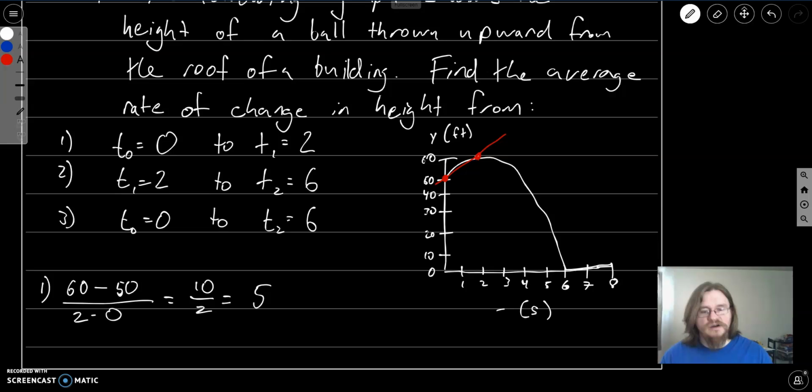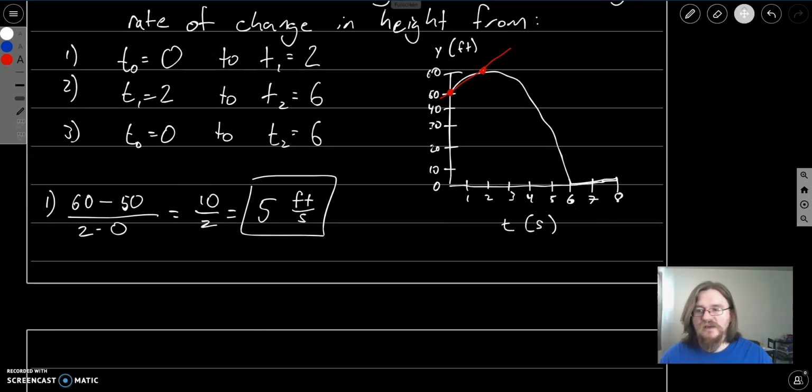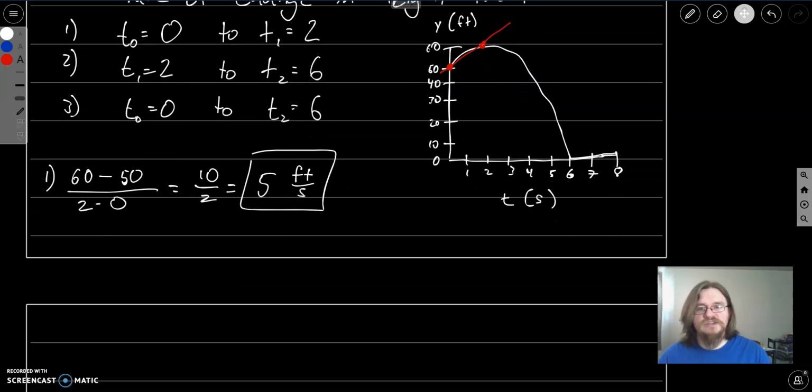Now, we are given some units here. This is going to be in feet and in seconds. So this is going to be 5 feet per second. The units are important, especially in problems in, say, physics and chemistry and biology and so on. So let's look at the average rate of change from 2 to 6.